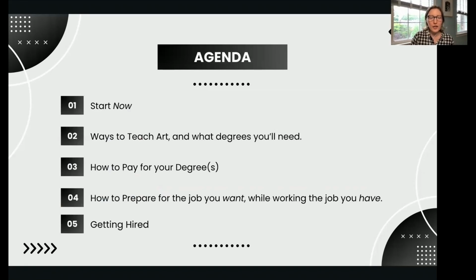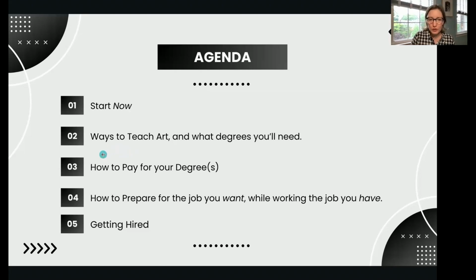Here is our agenda. We're going to talk about how to start now. It sounds like a lot of you are already well on your way with this step, which is great. Then we'll talk about all of the different ways to teach art and what degrees you'll need. My path is through the studio arts. We'll talk more about that when we get to this one. There's a moment where the graduate degrees diverge, and I went one path, and it sounds like some of you in the presentation went the other path. So feel free to fact check me in the chat in real time because I don't have any personal experience with that other branch of the path, though I do have some knowledge.